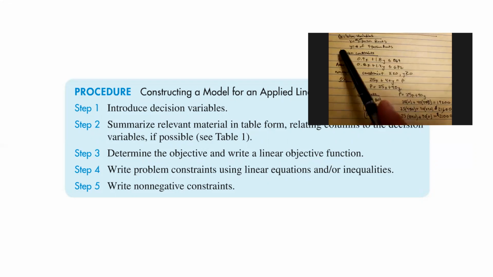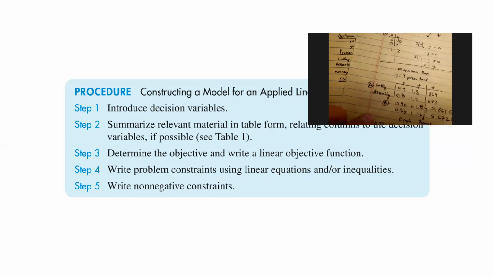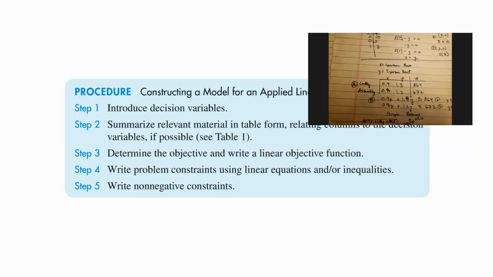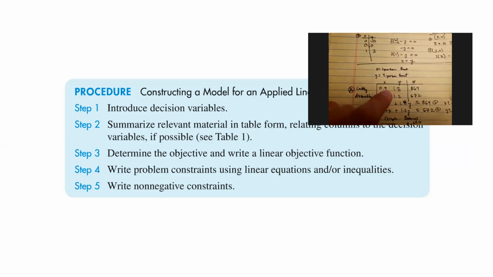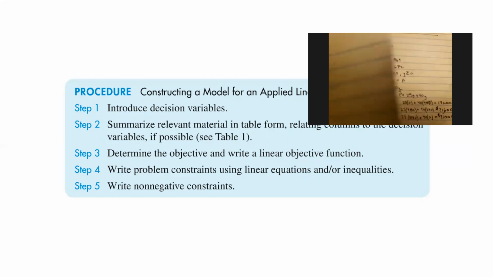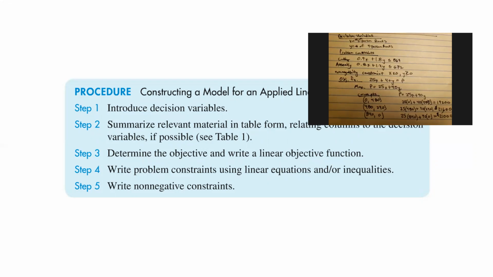I think some of you guys might see how the constraints work, but if you don't, what we did before when we did the 5.2 problem, we built a table like this, and you can do this as well. This is really helpful if you're first doing these problems and trying to get the grasp of it. Step three is determine the objective and write a linear objective function. That's basically our profit maximizing function right here. Step four is to write the problem constraints using linear equations or inequalities. And step five, the non-negativity constraint. That's exactly what we did.